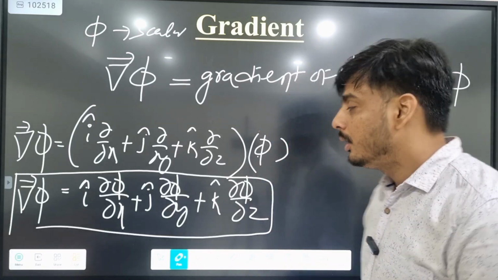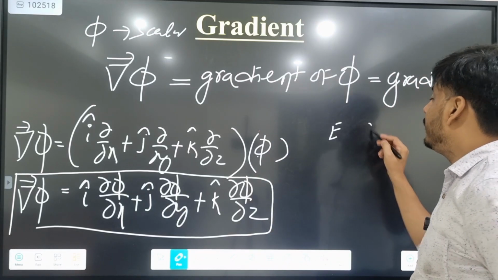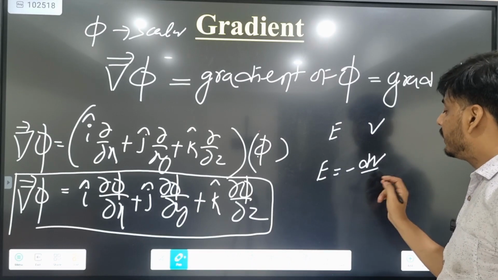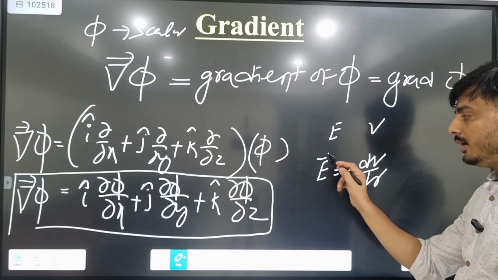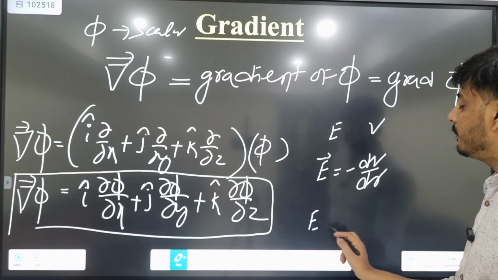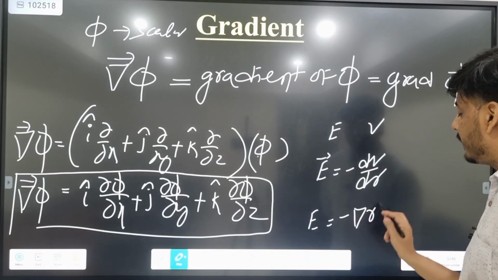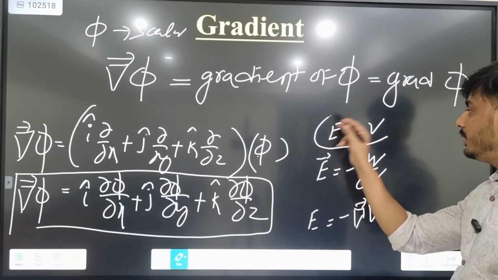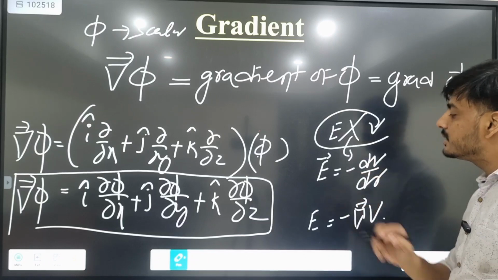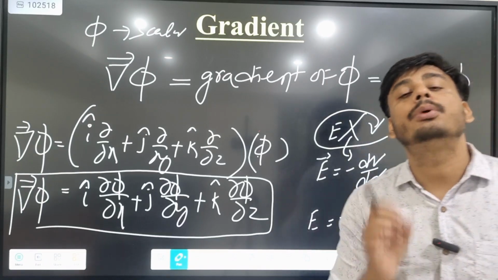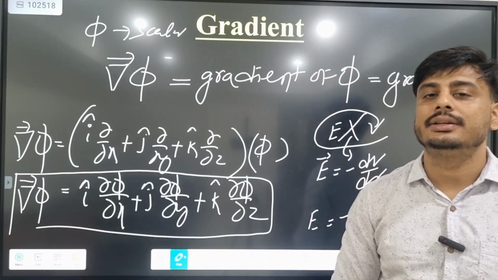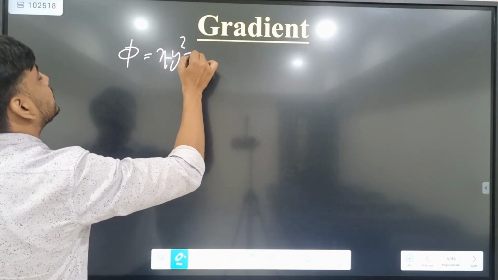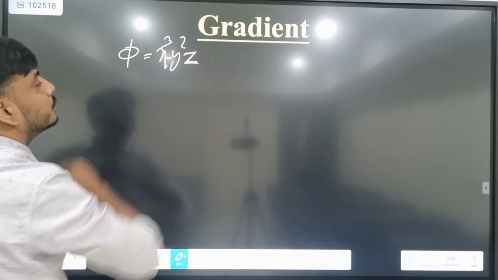You must now remember the relation between electric field and potential. Electric field equals minus dV by dr, or you can write electric field is negative gradient, minus grad V, not R, minus grad V. The relation between electric field and potential is the negative gradient of potential. So this is said to be gradient. Clear?